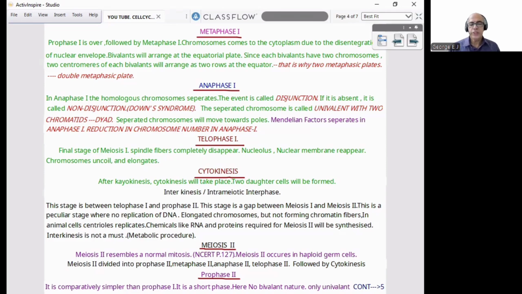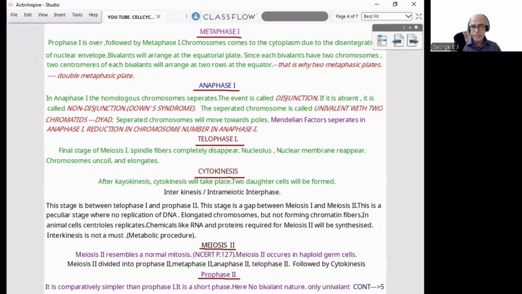Telophase is the final stage of meiosis 1, where we can find spindle fibers completely disappear because their function is over. At the end of telophase, we already studied in mitosis, the disintegrated parts that disappeared at the end of prophase will all come back. So nucleolus and nuclear membrane reappear, chromosomes uncoil and elongate. I think the idea is clear. Now comes cytokinesis. After karyokinesis, cytokinesis is the next step. 2 daughter cells will be formed.